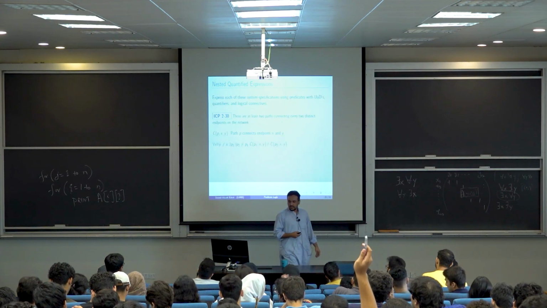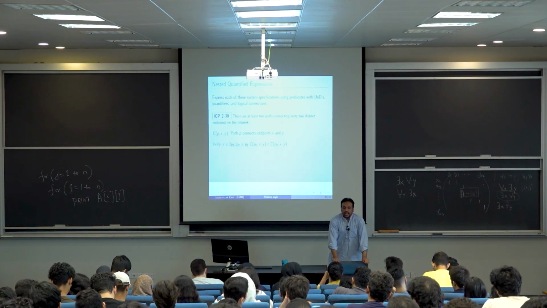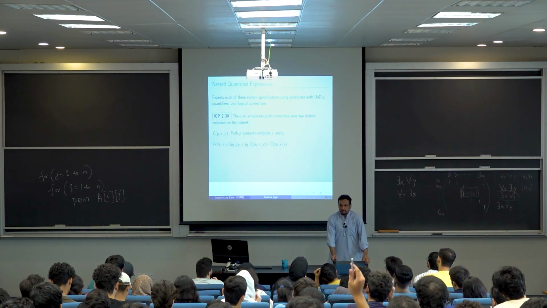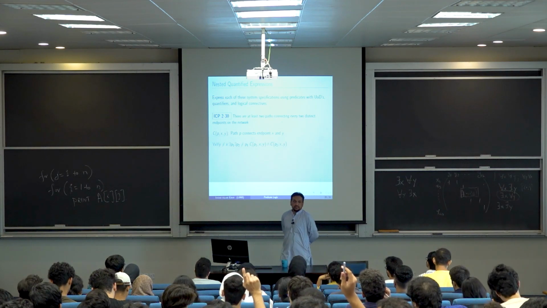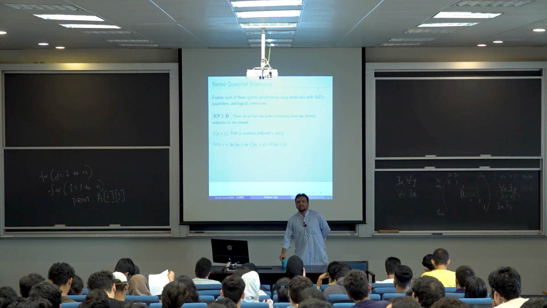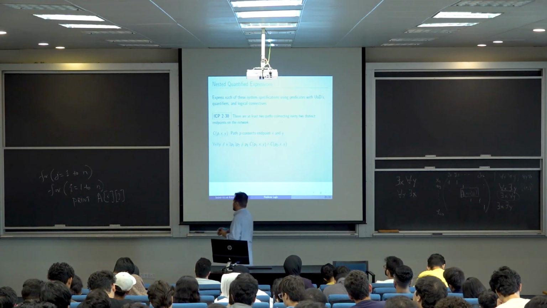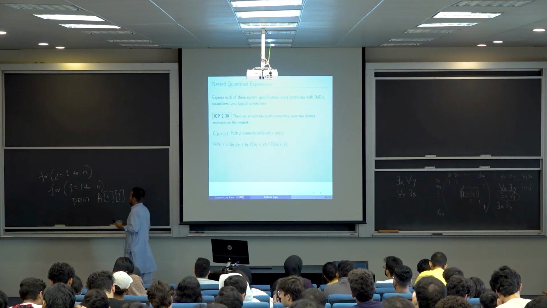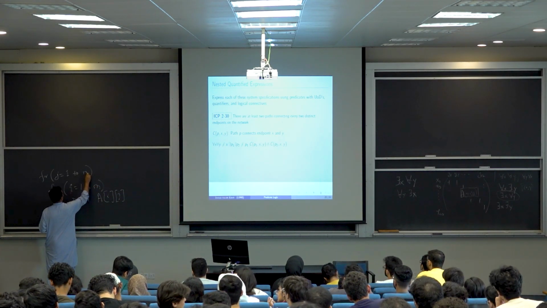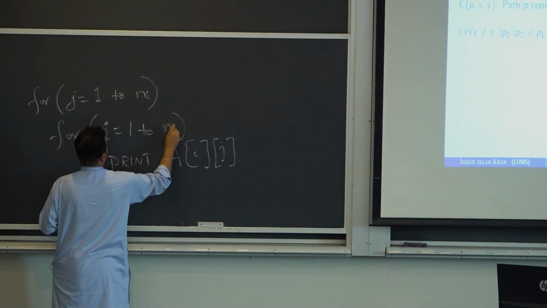There are at least 2 paths that connect every 2 distinct endpoints on the network. Yes? Sorry, please say it again. Yes, so let me just write it like this.